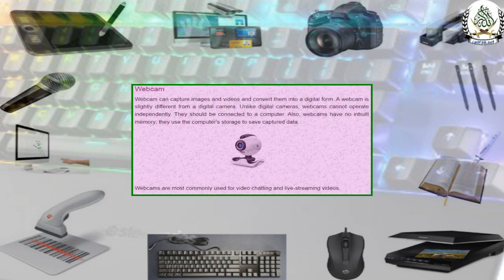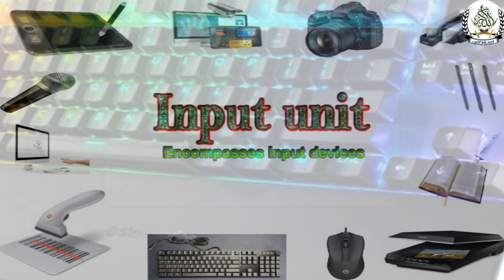Webcam. A webcam can capture images and videos and convert them into a digital form. A webcam is slightly different from a digital camera. Unlike digital cameras, webcams cannot operate independently. They should be connected to a computer. Also, webcams have no built-in memory. They use the computer storage to save captured data. Webcams are most commonly used for video chatting and live streaming videos.